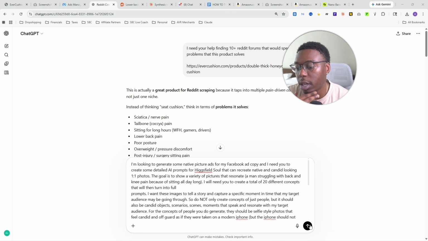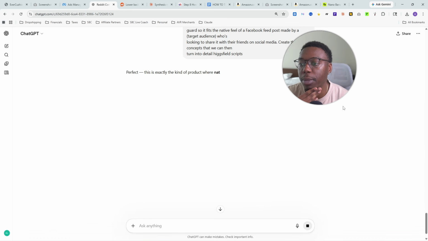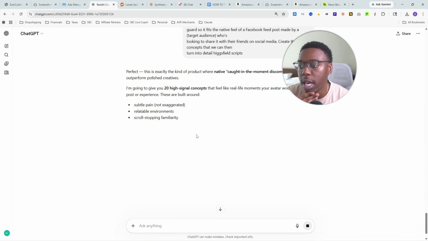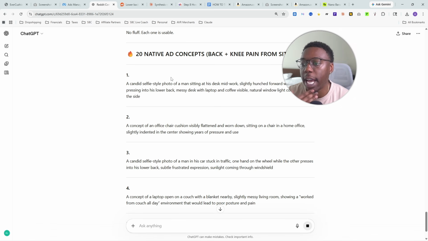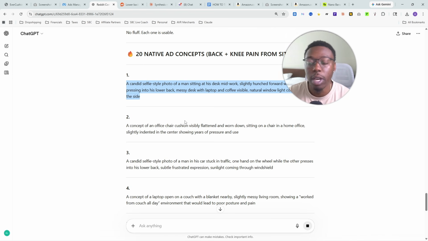I also use something called like a snapshot story prompt that I use. I throw it in ChatGPT, and it basically allows me to plug in the target audience and the prompt that they're going through, and it generates 20 different native ad concepts that I use. This is another resource inside my online community. It generates the concepts, and then I could just simply prompt ChatGPT to give me the script to throw it into Higgsfield.